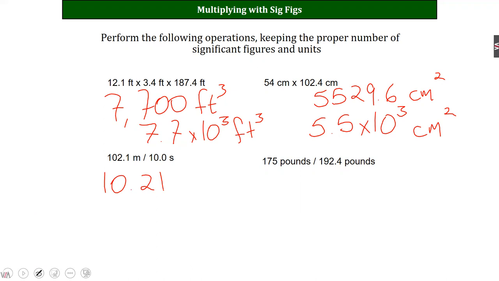So what do you do in algebra if you have X over Y? Can you simplify that anymore? Just stays as X over Y, right? Well, you could put the Y by itself, but I just mean in the case of treating these like units, if we have meters over seconds, we can't really do anything with that when it comes to units. So we just keep it as meters over seconds. So 102.1 meters over 10.0 seconds, the units that you end up with are meters per second. But we only keep three sig figs. So 10.2 meters per second.